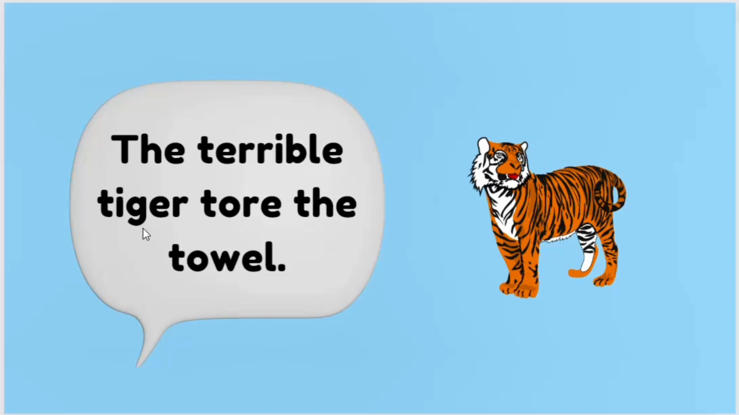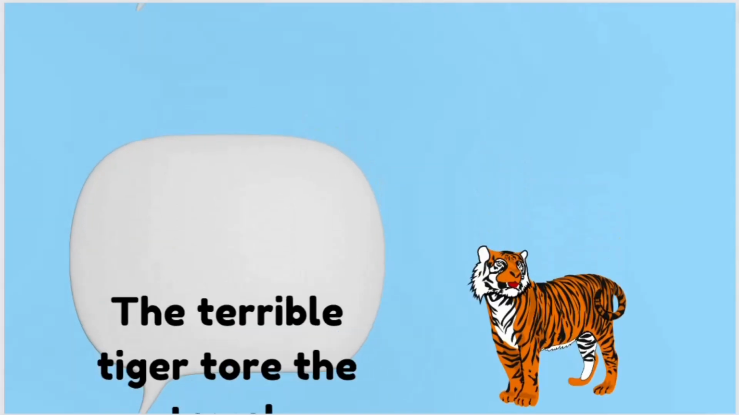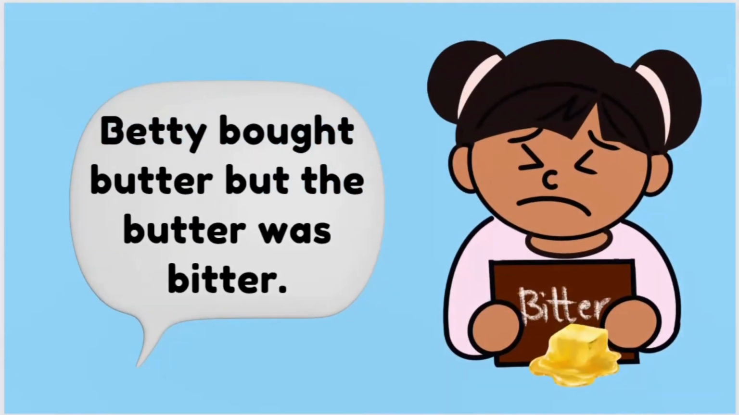The terrible tiger tore the towel. T, t, t. We have the t consonant repetition here. Now we have another one. Betty bought butter, but the butter was bitter. B, b, b, b. We have continuous use of the sound b.